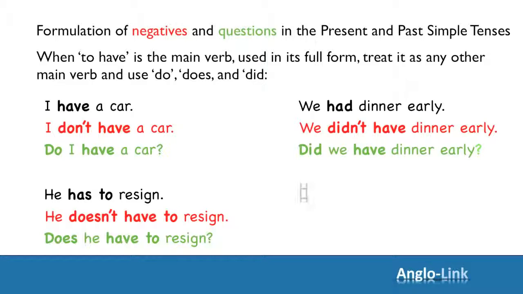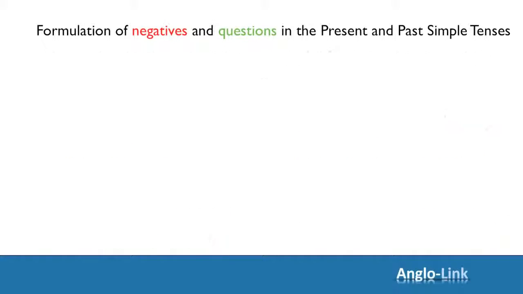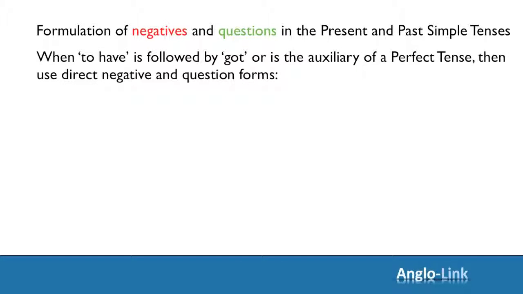And one final example. He had the grass cut. He didn't have the grass cut. Did he have the grass cut? However, when to have is followed by got, or is the auxiliary of a perfect tense, then use direct negative and question forms.